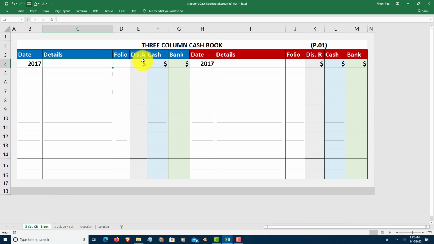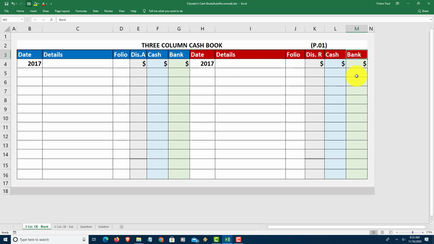Now, as with the 2-column cash book, the 3-column cash book contains the debit side from date all the way to bank, and it contains the credit side again from date all the way to bank. As you would have noticed before, all of the columns on the left side or the debit side are repeated on the credit side. The debit side remains the side that you'd use to record things coming in the form of cash or check, and the credit side would be used to record all payments going out in the form of cash or check.